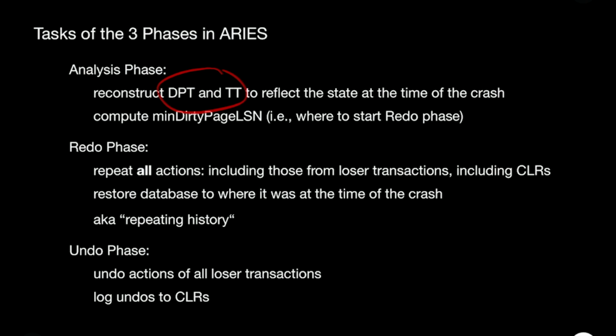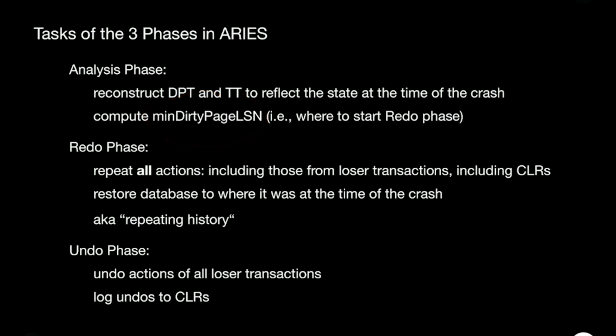And then the second is to compute the min dirty page LSN. That is the minimum of all of the LSNs available in the dirty page table. In other words, that's the earliest possible point in time where a log record might have led to a page becoming dirty, and that dirty page now isn't available in the store. So that is the point in time where we have to start the redo phase.